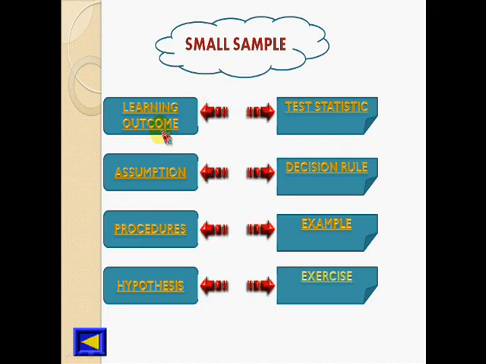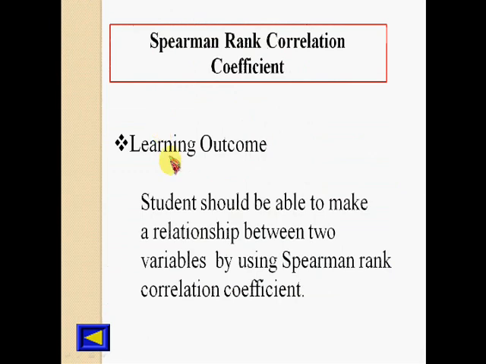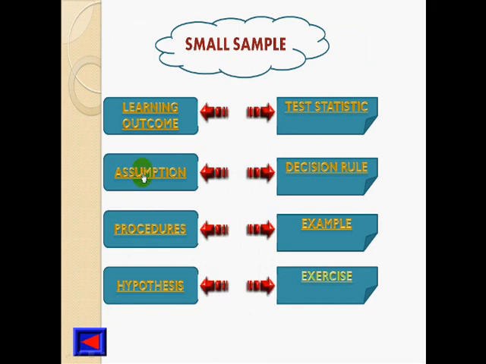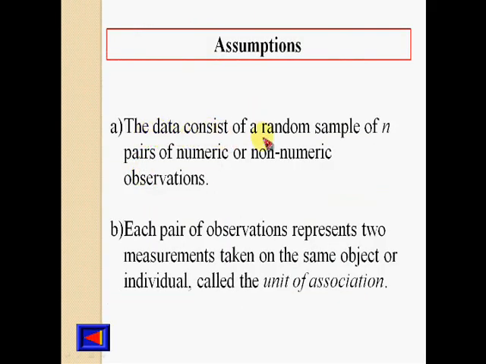Spearman rank correlation coefficient contains some main points that we must know and understand. Firstly, the learning outcome: students should be able to make a relationship between two variables by using the Spearman rank correlation coefficient. Next, we go to the assumptions. The data consists of a random sample of n pairs of numeric and non-numeric observations. Second, each pair of observations represents two measurements taken on the same object or individual, called the unit of association.